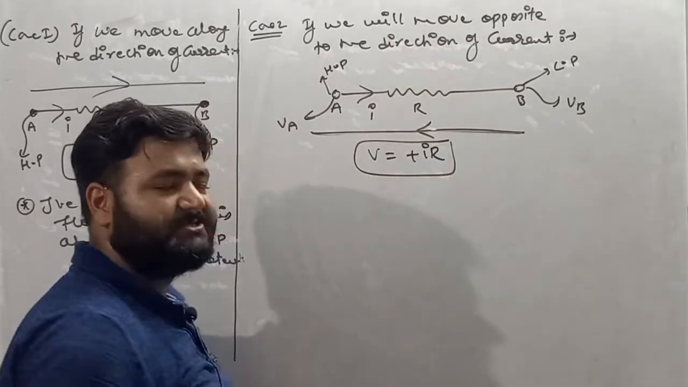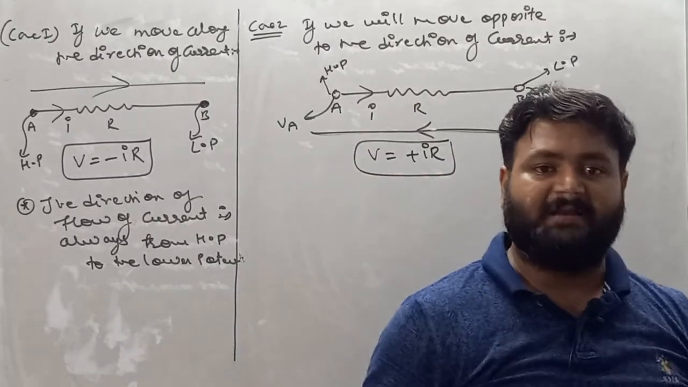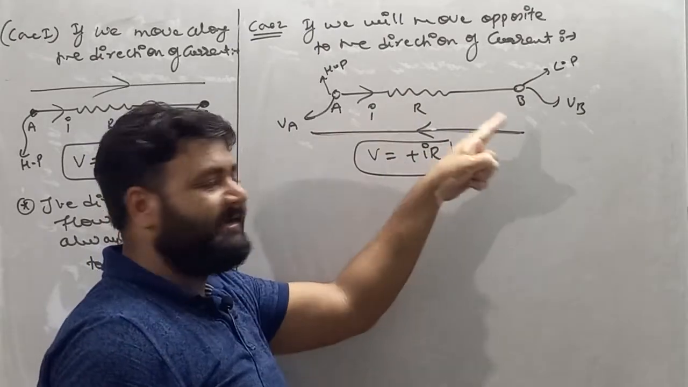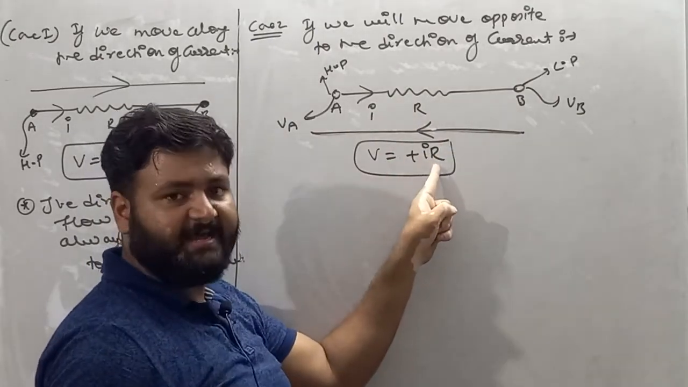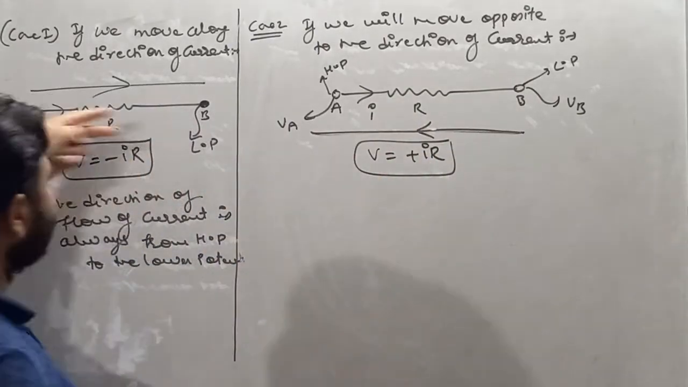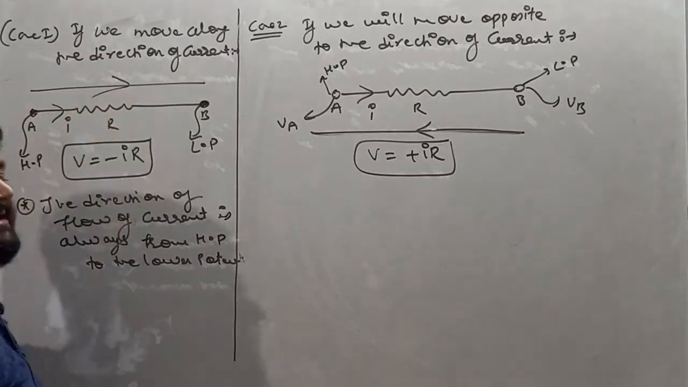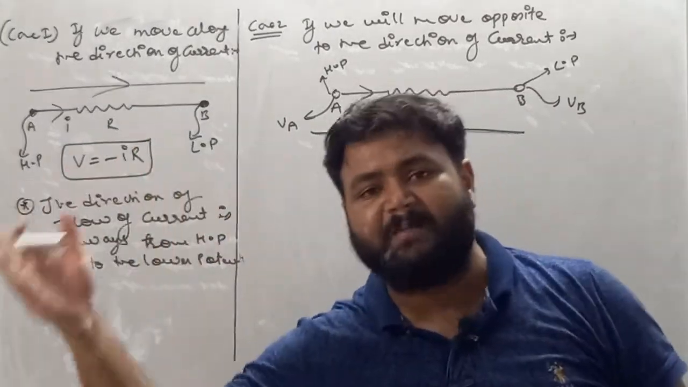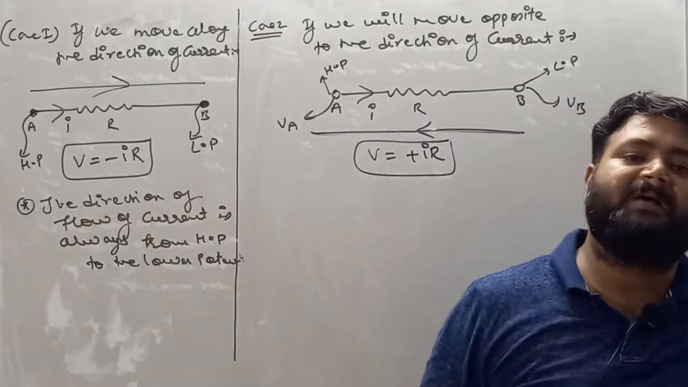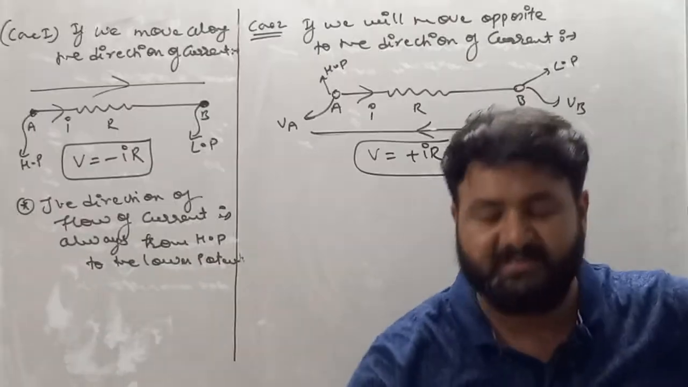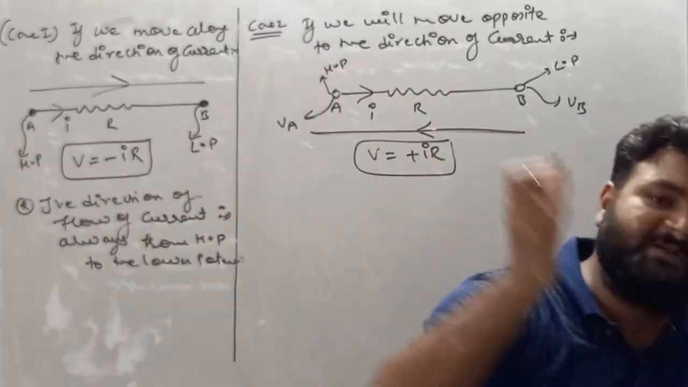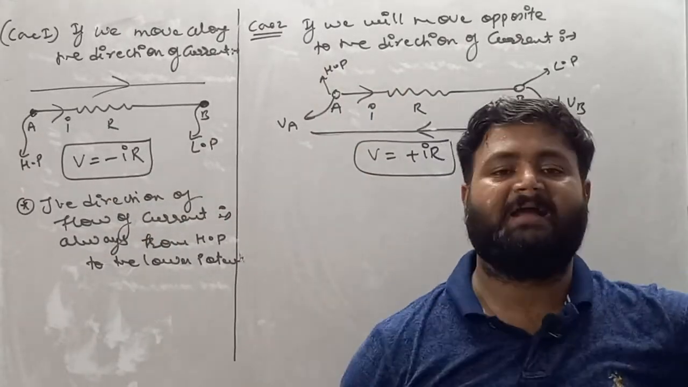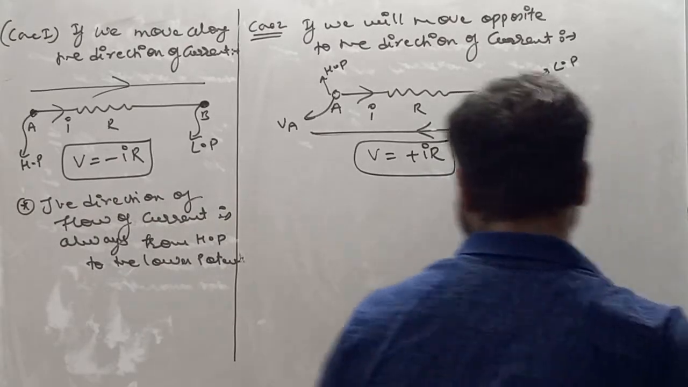Remember, V is equal to plus IR. If we move opposite to the direction of current, then we'll write plus IR. If we move along the direction of current, then we'll write minus IR. If we move from the positive terminal of the battery towards the negative terminal, we'll write minus V. If we move from the negative terminal to the positive terminal of the battery, we'll write plus V. I hope you all understand the sign convention.